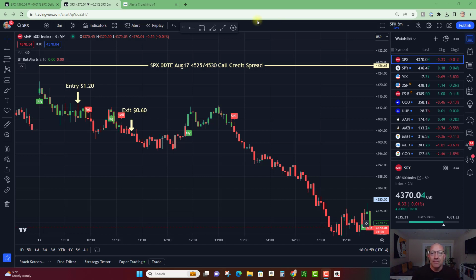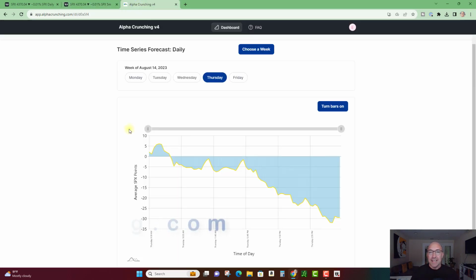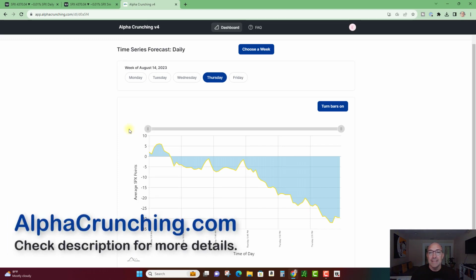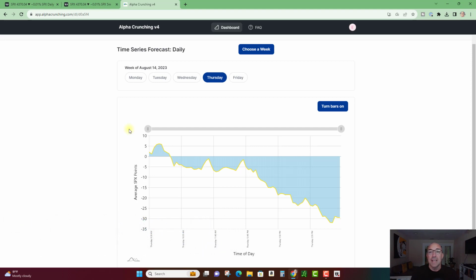So to help me with this, I developed a tool over at Alpha Crunching that gives you a directional bias. Not all days have a directional bias, but I want to show you an example of a recent trade I took. This was actually yesterday for Thursday, August 17th, 2023.